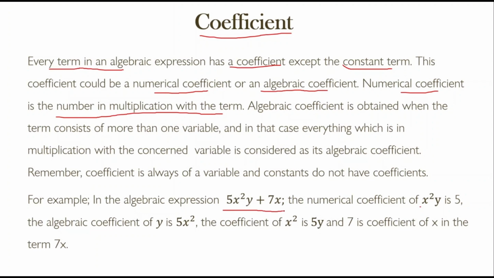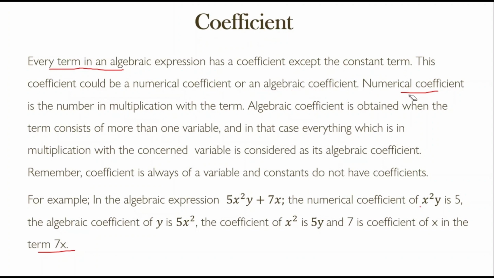What I mean by it, for example, consider this algebraic expression 5x square y plus 7x. If I ask you to find the coefficient of the term 7x, it means I am asking you the coefficient of the variable x. So the numerical coefficient of x is the number in multiplication with x. 7x is nothing but 7 times x only. So that's why the number in multiplication with x is 7 and therefore 7 is the coefficient of x in the term 7x. Right?